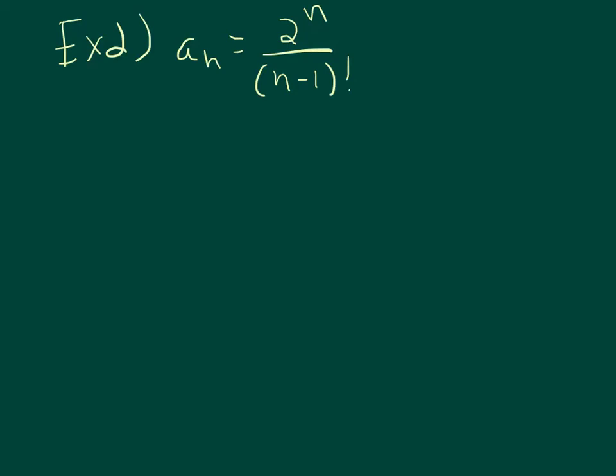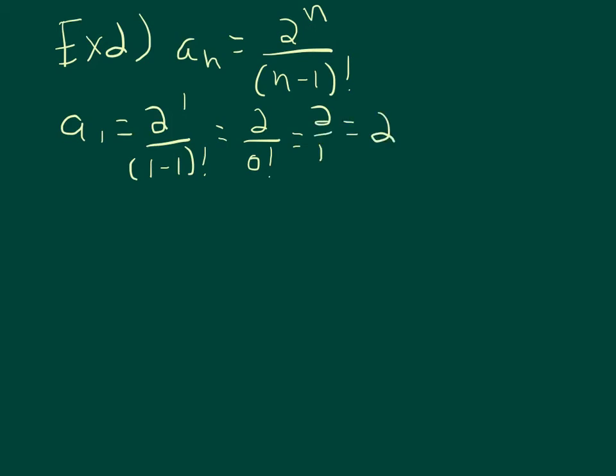So first 4 terms again means we're doing a sub 1, a sub 2, a sub 3, a sub 4. We're going to plug each of those numbers in for n and solve them each one. So we got a sub 1 would be plugging in 1 for n. So you got 2 to the first over 1 minus 1 factorial. 2 to the first is 2. 1 minus 1 is 0 factorial, and we know from the definition that 0 factorial is 1. So that's 2 over 1, which is just 2.